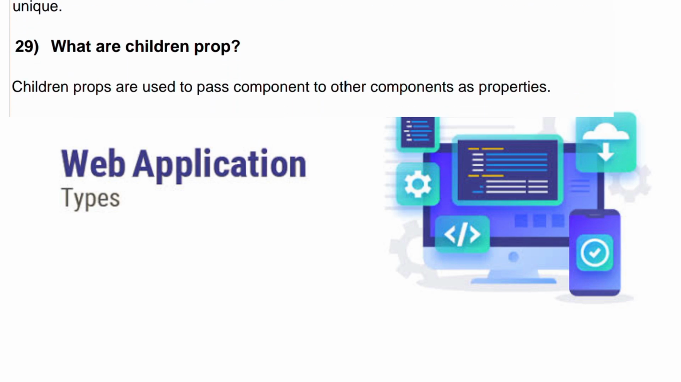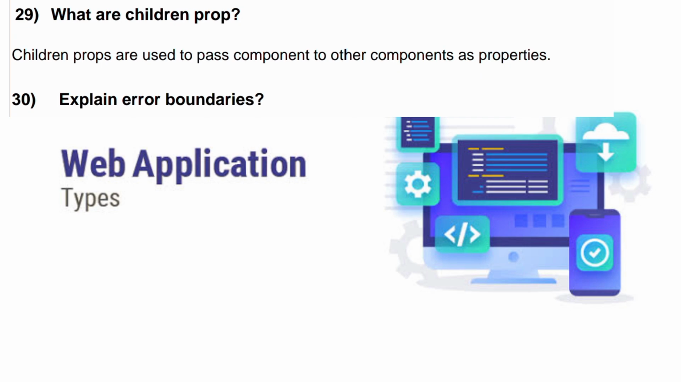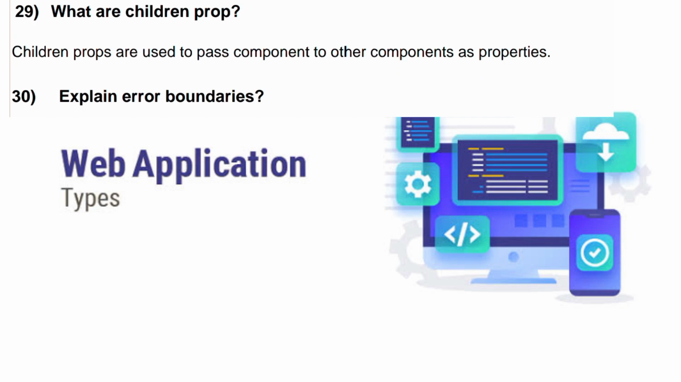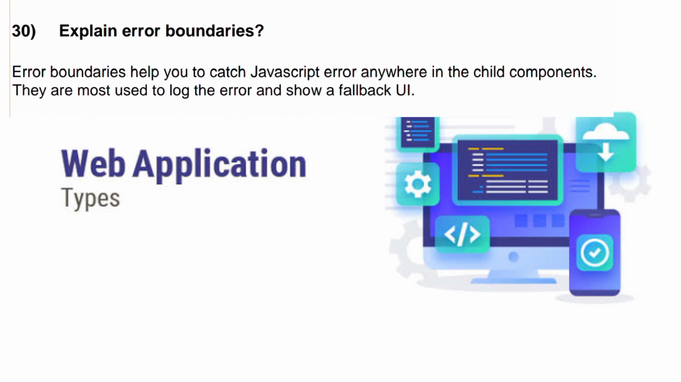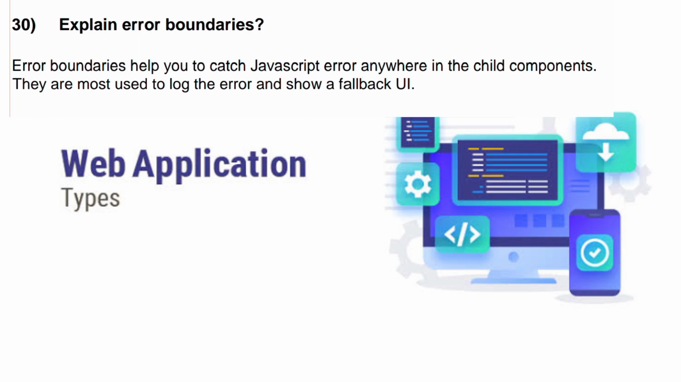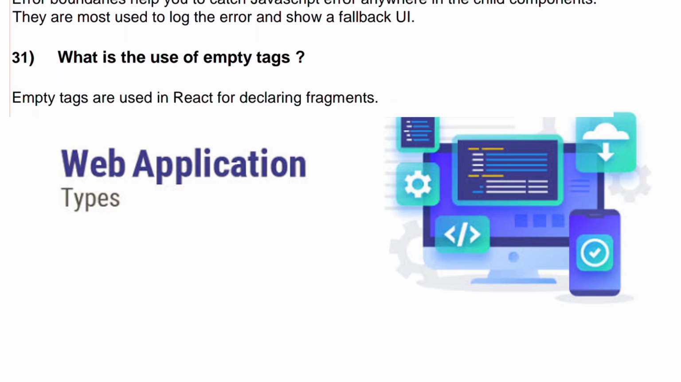Now the next question, what are the children props? The children props are used to pass components to other components as properties. Okay, the next question, explain error boundaries. The answer: error boundaries help you to catch JavaScript errors anywhere in the children components. They are mostly used to log an error and show a fallback UI.